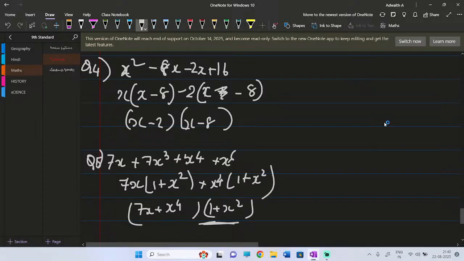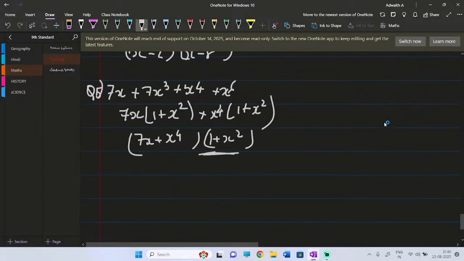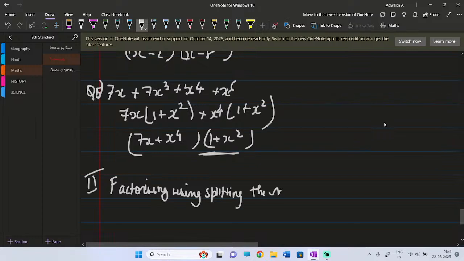Yeah, splitting the middle term. Part 2, factorizing using splitting the middle term. Should I start with that, students? Using splitting the middle term. Splitting the middle term.